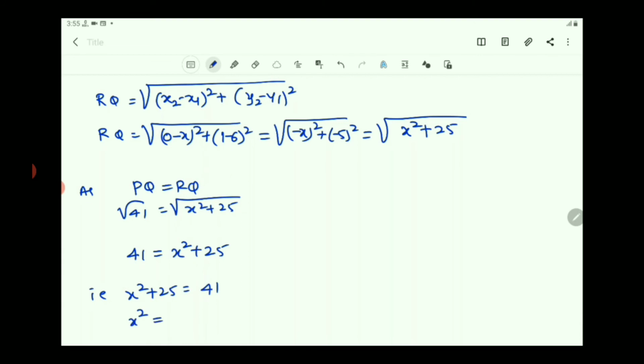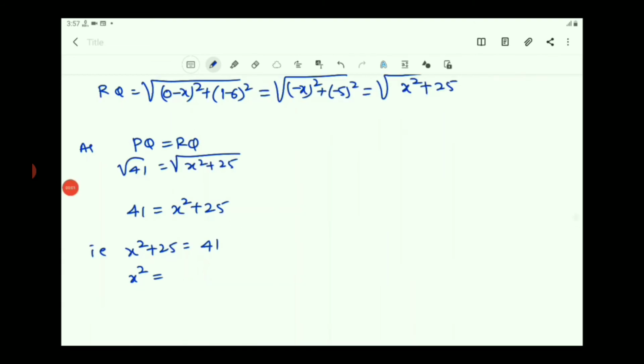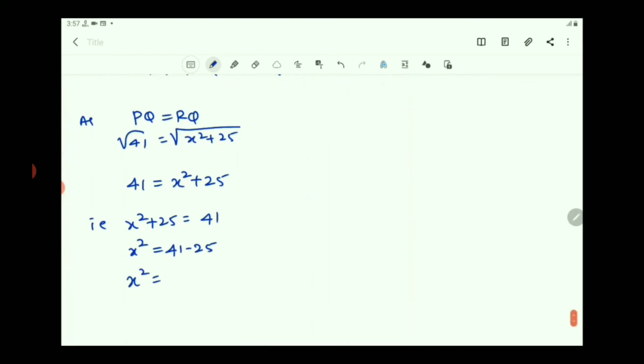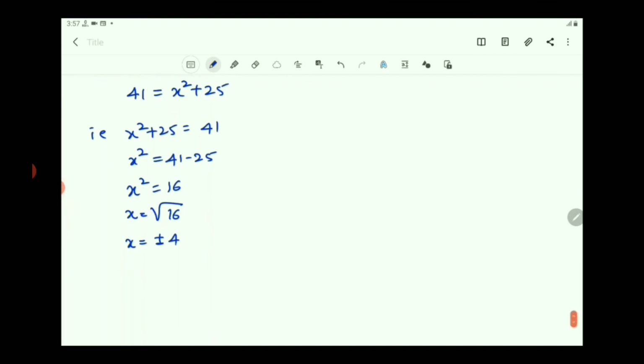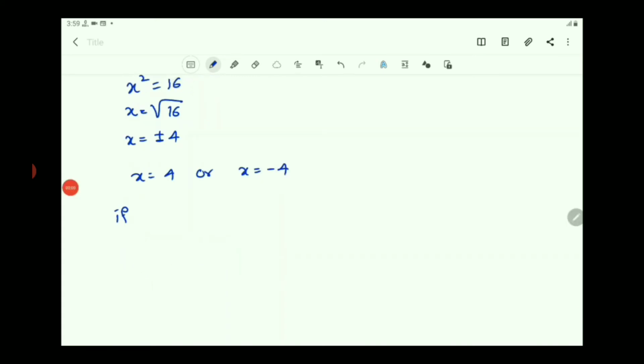Then x square equals 41 minus 25. 41 minus 25 is 16. So you got x equals square root of 16. So you got x equals plus or minus 4. X equals 4 or x equals minus 4. Then the question is, find the distance QR and PR.